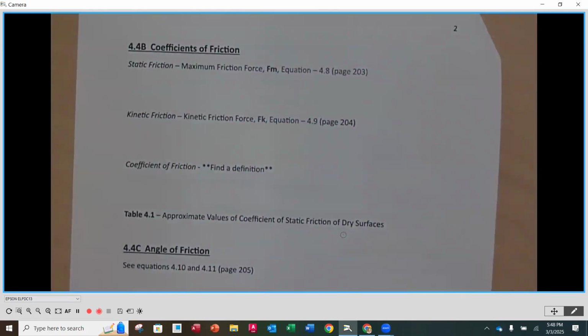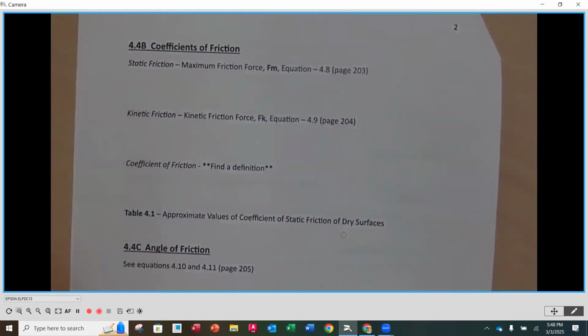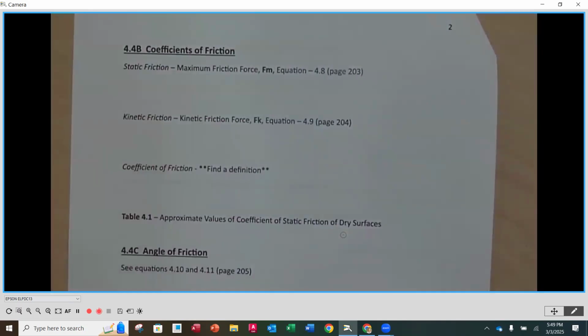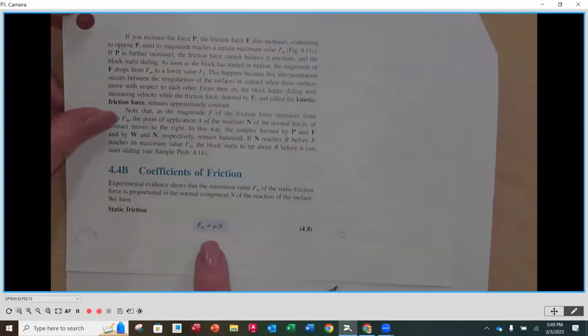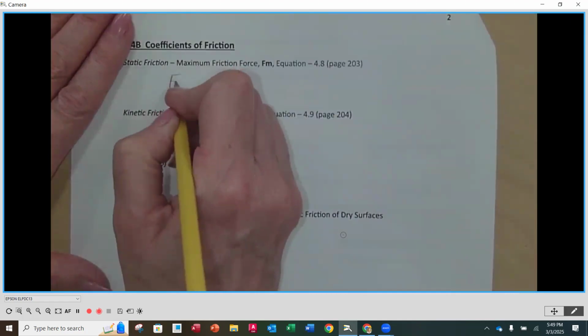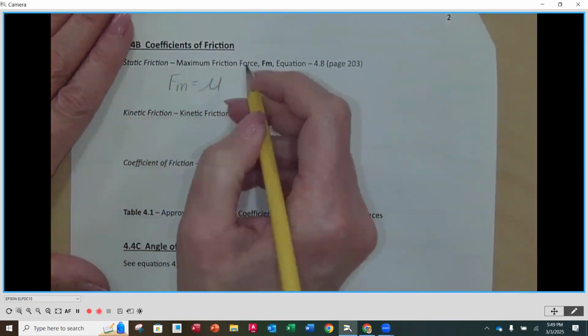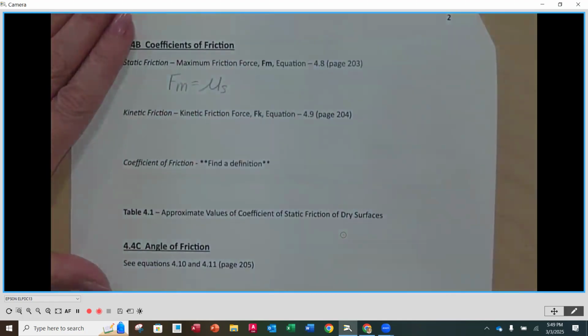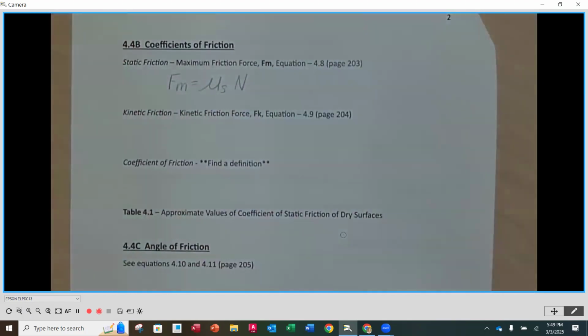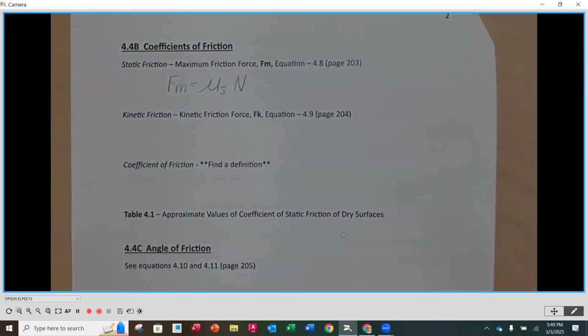Coefficients of friction, all right? Now, there's an equation for the static friction. So maximum friction force, Fm, there's an equation 4.8 in our book. It's at the bottom of page 203, and it's right down here. So the maximum friction force, which is Fm, is going to be equal to the coefficient of static friction, this is mu, that's a Greek symbol, times the normal force, okay?